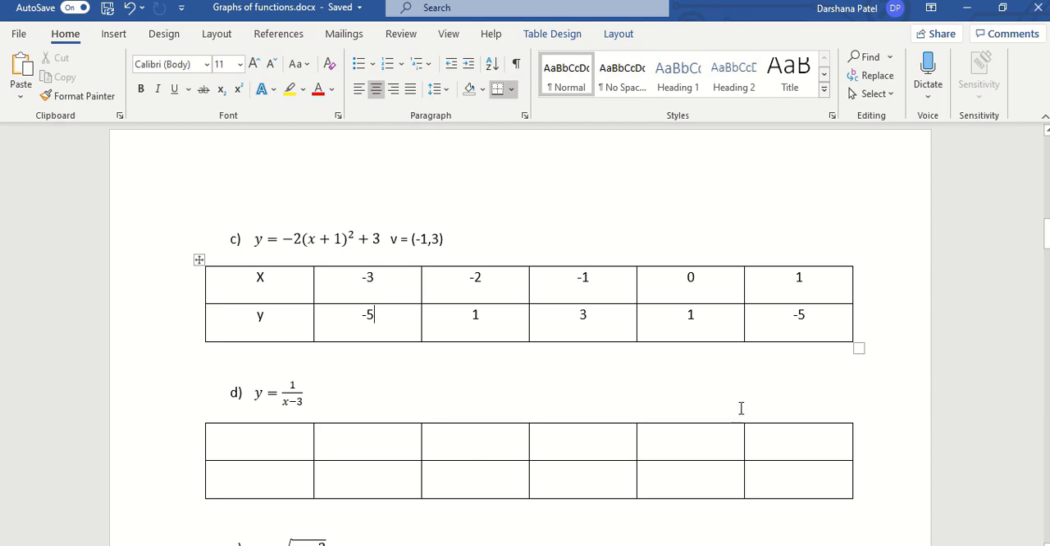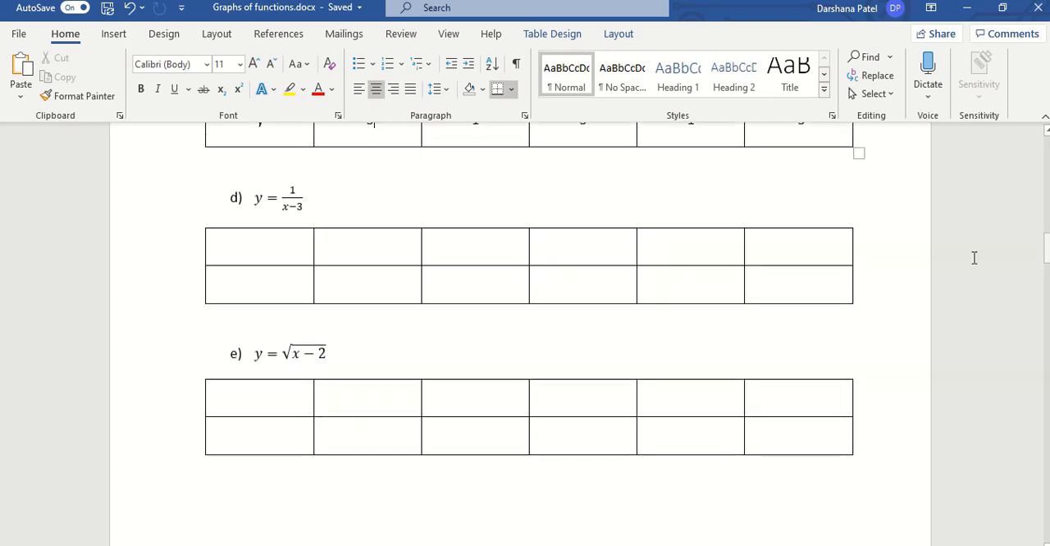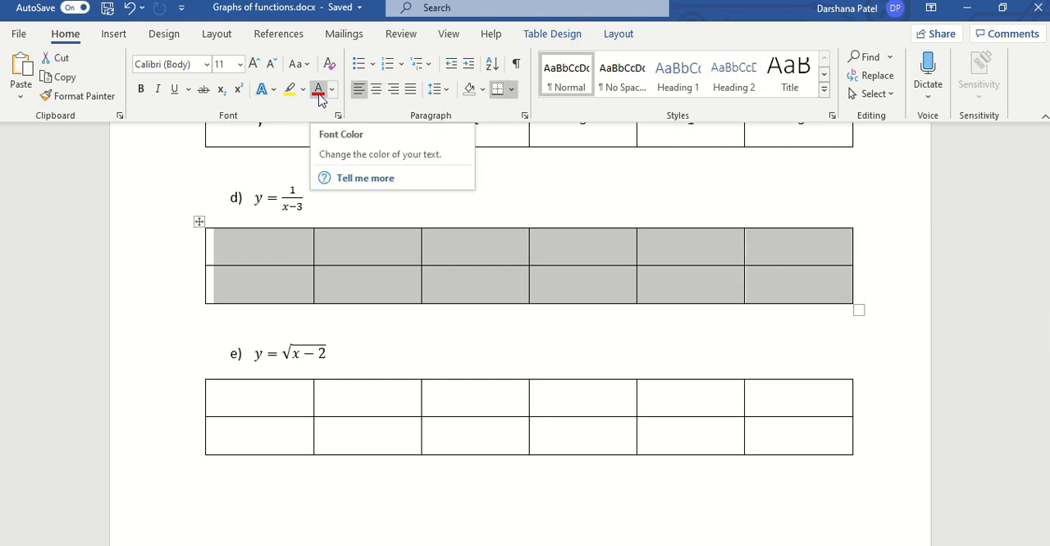Now D and E are two special cases. D is the one where we have a variable in the denominator. So we have some restrictions. From the domain we know x cannot be 3. Where x is 3, there should be a restriction that y will not exist. So we draw something called an asymptote there.